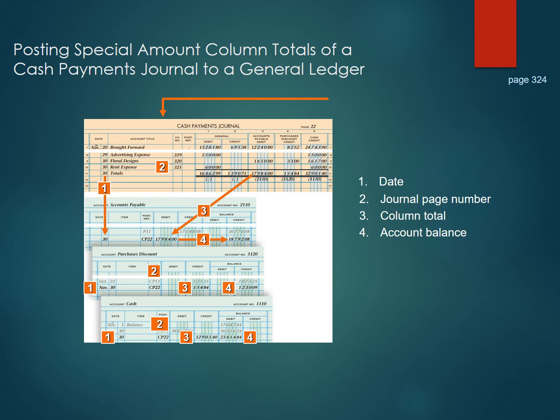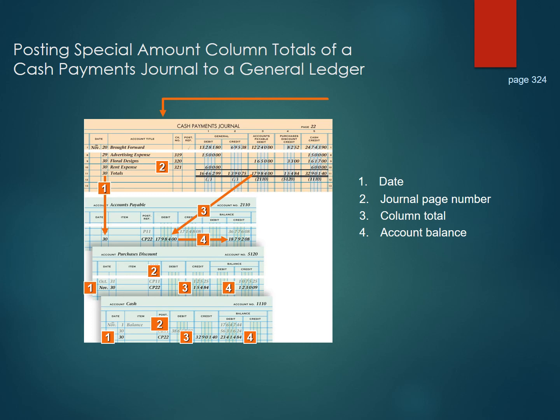The next account that we will post to is our purchases discount credit. We will write the date, the post reference number. We will credit discount for $154.84. We will calculate our new balance and then go back to the cash payments journal, and underneath the total, in parentheses, we will record the account number in column 4.